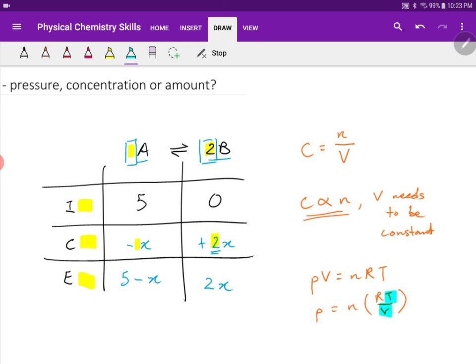So in this case, if the size of your container increases, the volume will change, and so P is no longer proportional to n. So we cannot use pressure if the volume of the container changes or the temperature of the system changes. So the only time you can write pressure or concentration here is when temperature and volume remain the same.